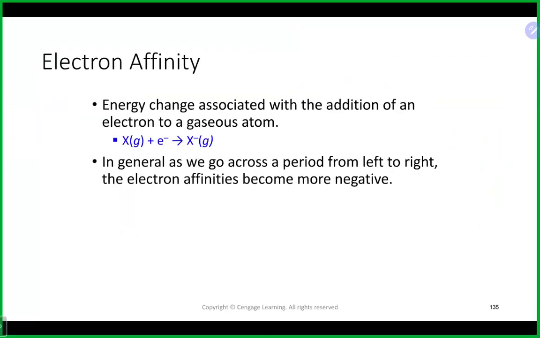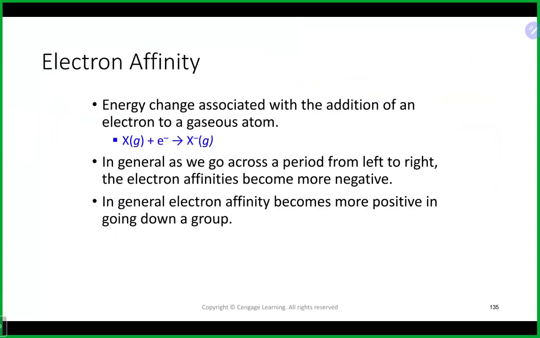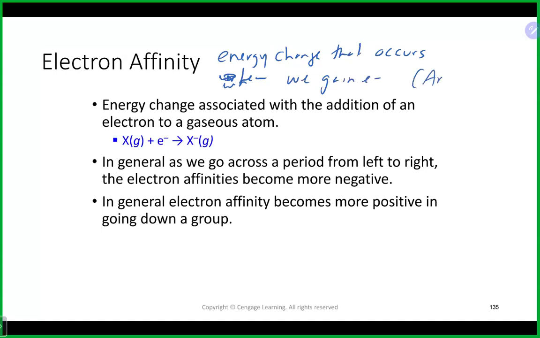Another periodic trend is electron affinity. Electron affinity is the energy change that occurs when we gain an electron. And that's really anion formation. When you look at the periodic table, it's not a perfect trend, but it does increase as you go up and to the right and decrease as you go down.